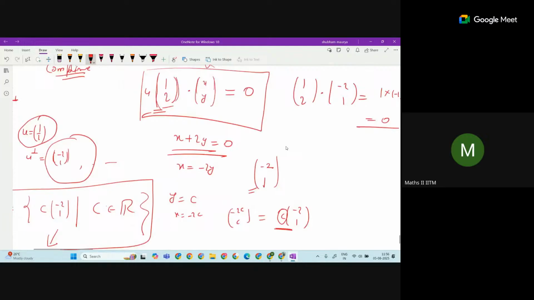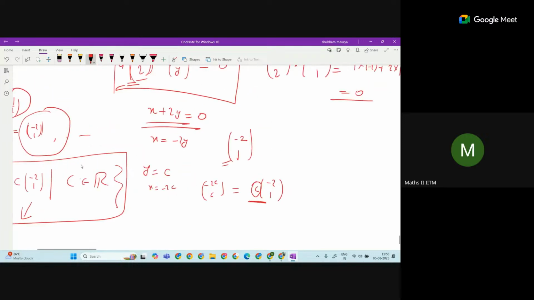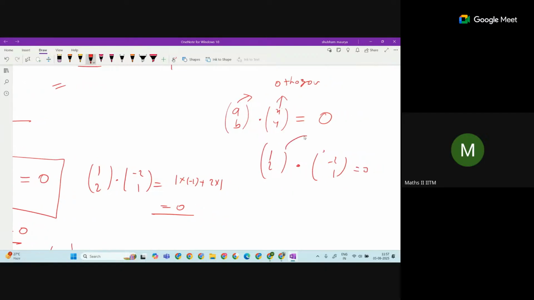And this set is called the orthogonal complement. Okay, this set, the collection of all vectors which are orthogonal to U, is the orthogonal complement. The orthogonal definition is: you have this given vector (1, 2), you find a vector which is (-2, 1). When you do the dot product, it becomes 0. Then you can say these two vectors are orthogonal to each other.